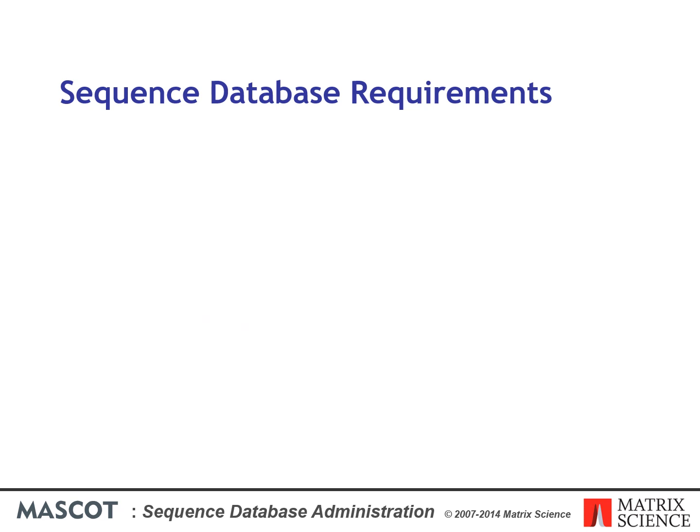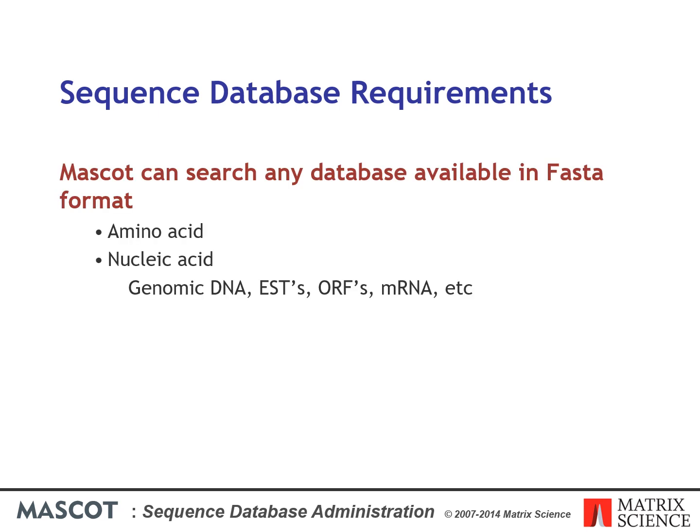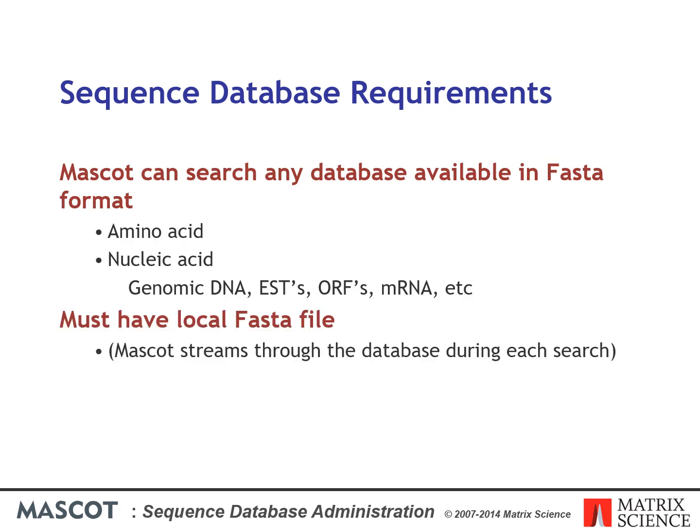To perform Mascot searches against a database, at a minimum, we need a Fasta file. If the database contains nucleic acid sequences, there is no need to pre-translate the sequences. Mascot performs a 6-frame translation during each search. Nucleic acid databases come in several flavors. They may be described as genomic DNA, expressed sequence tags, open reading frames, messenger RNA, etc. As far as Mascot is concerned, the main differences are the quality and length of the individual entries. The relative merits of searching protein, EST, and DNA sequences were discussed in the earlier sequence databases presentation.